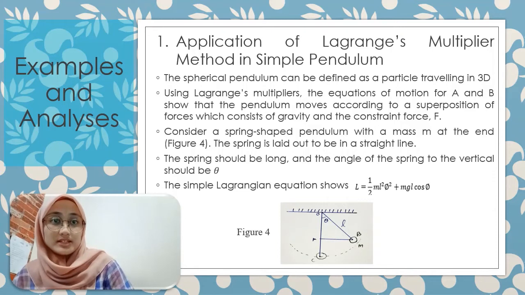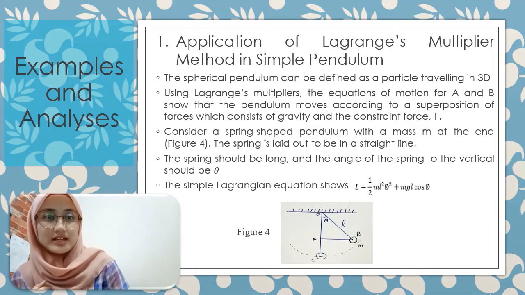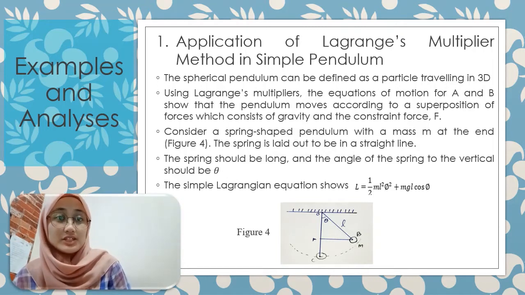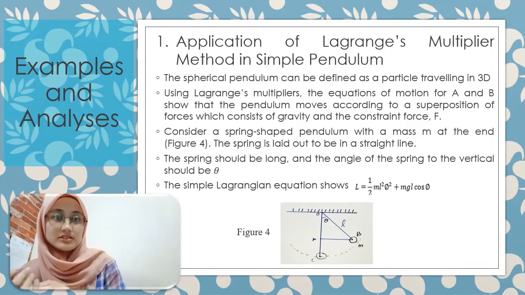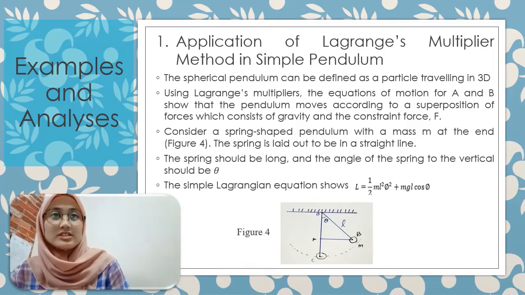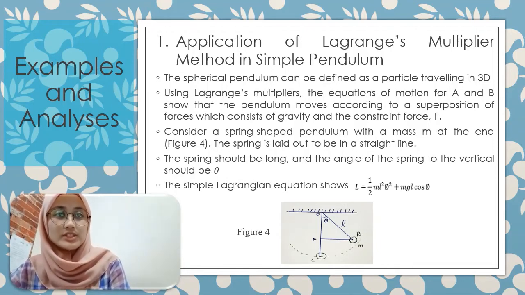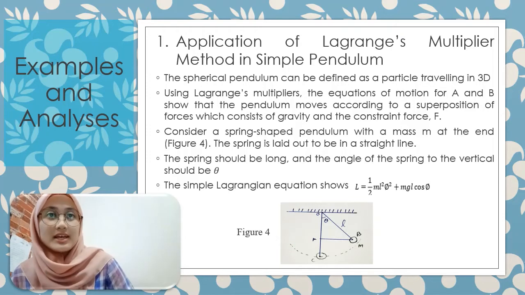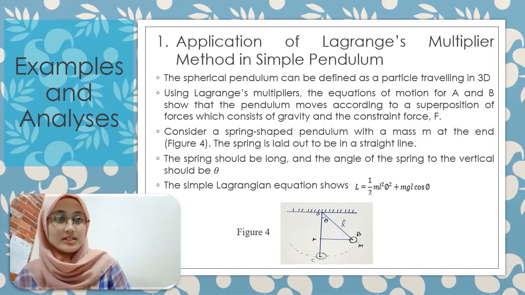So, to start, the first example of application using the Lagrange multiplier method is the simple pendulum. As we know, the pendulum can be defined as a particle travelling in three dimensions whose distance from a given point is fixed. By using Lagrange multipliers, the equations of motion show that the pendulum moves according to a superposition of forces which consists of gravity and the constraint force, which we call F, needed to keep the mass moving in a circle of radius.